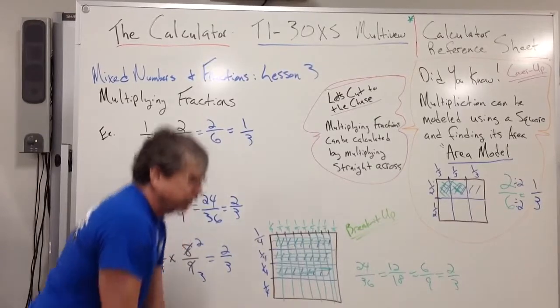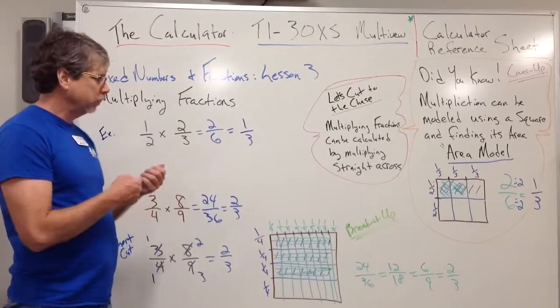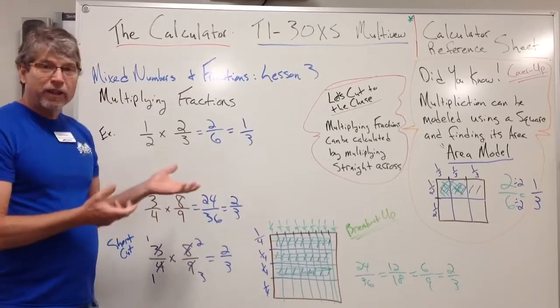So the tricky thing about multiplying fractions is there's still that division concept in there, and we don't do a whole lot of division, so it makes it a little bit trickier. So that's why we lean on the calculator.